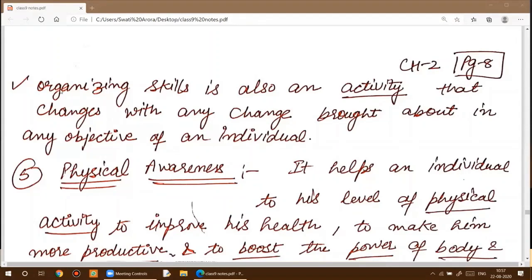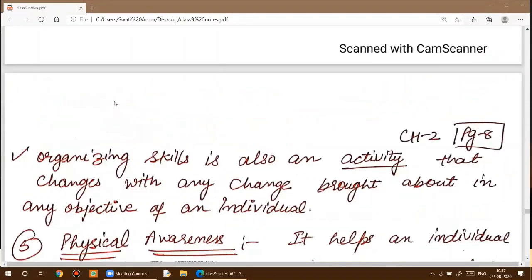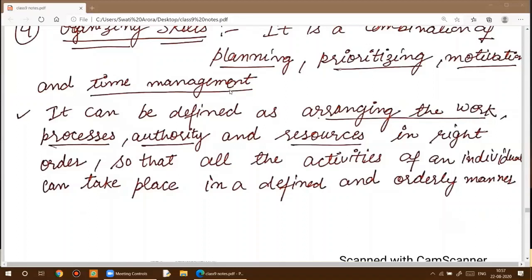So organize the things. For that you will again do planning: today I was not able to do it, so how do I adjust whatever was left today so that I may cover it tomorrow? Again, then you need to prioritize.